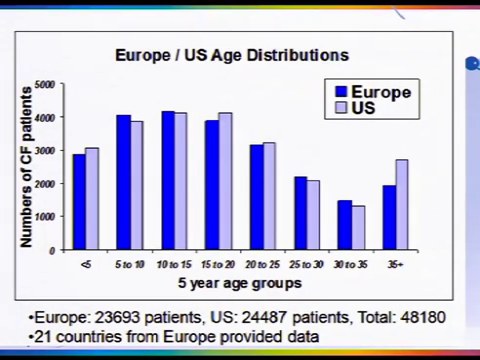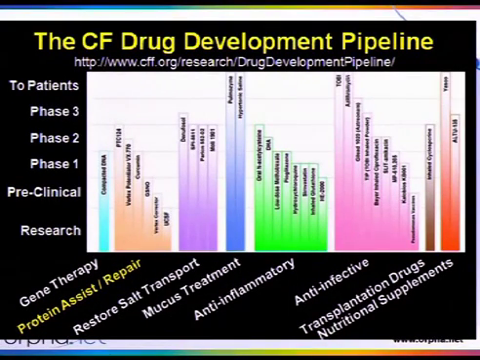What this says is that all of a sudden the field becomes interesting for the pharma. The pharma is now very interested in developing new drugs, new mutation-specific therapies. This is the chart of the so-called drug development pipeline of the Cystic Fibrosis Foundation, which we work with. You can see all the various therapeutic modalities, from gene therapy through protein assistance and repair, restoration of salt transport, mucus treatment, anti-inflammatory, anti-infective, and so on.